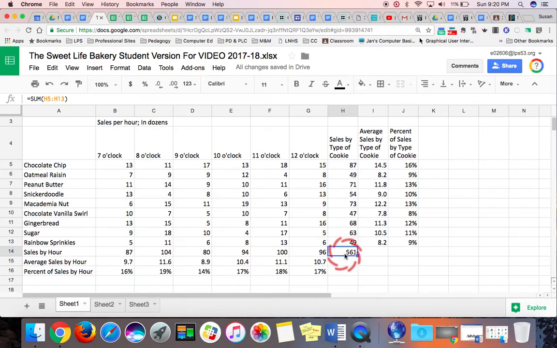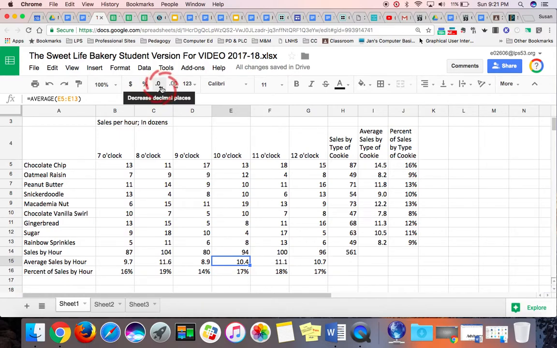Okay, the next thing you were supposed to do is find on average how many of each cookie was sold during the 10 o'clock hour. Here's the 10 o'clock hour. Here's our average sales by hour. This again is going to be a function. So we're simply going to do =AVERAGE(E5:E13). Then you were supposed to do that for the rest of the hours and put your decimal point at one place. Remember, you're going to use decrease decimal to make that happen.